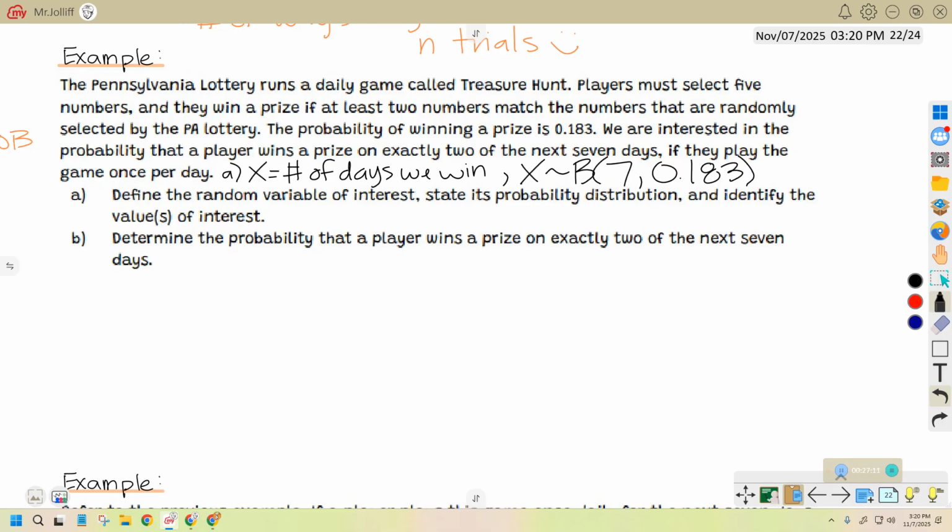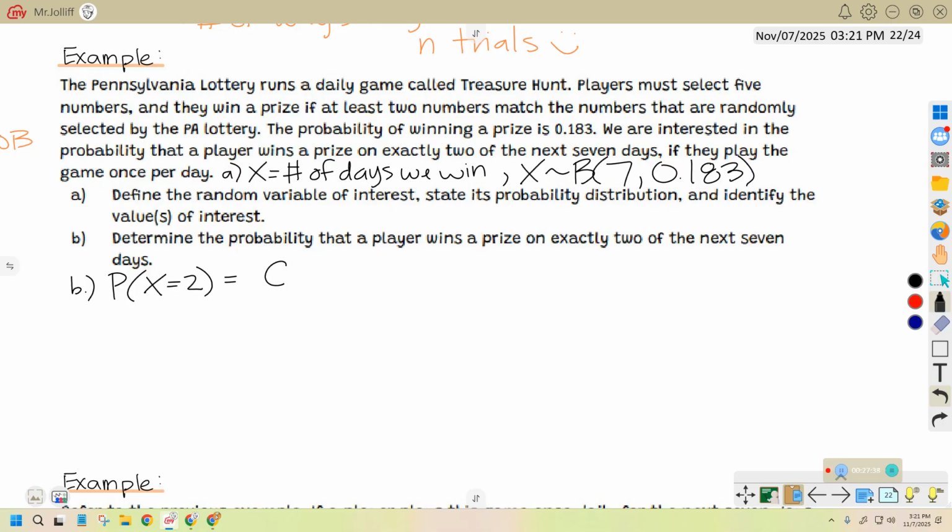Now comes the math. Okay, so I want the probability that X is exactly equal to 2. I think I'll do the combination one first because that's going to take up less space. So I know that the binomial coefficient n, X, is nCx.